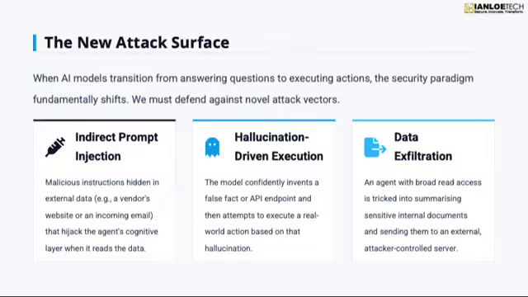Hallucination-driven execution. A generative AI model that hallucinates produces a wrong answer. That is a quality problem. A generative AI agent that hallucinates and then executes a real-world action based on that hallucination produces a wrong action. That is a liability problem.